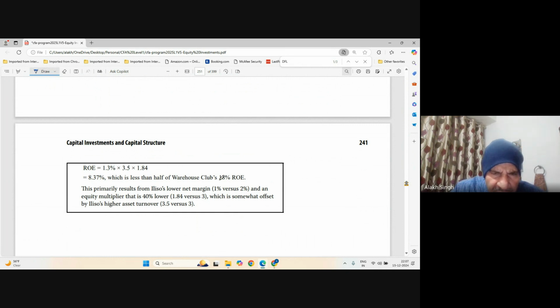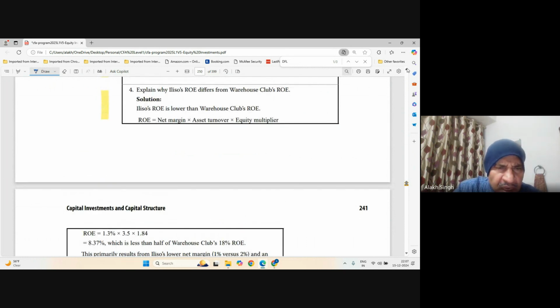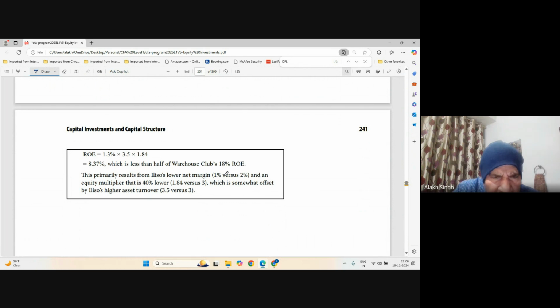So this one is for warehouse club, ROE is 18%, and this principally results from Eliso's lower net margin. Net income by sales is net margin. So the margin for the warehouse club is 1.3%, and Eliso has only 1%. So 1% versus 3%, a 2% margin difference, but it is writing 1.3%. Why is it writing 1% here?